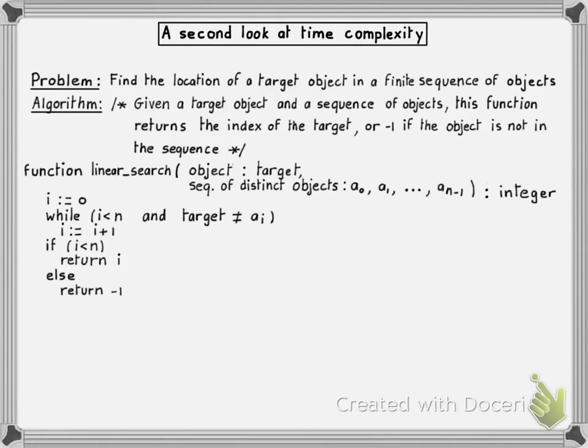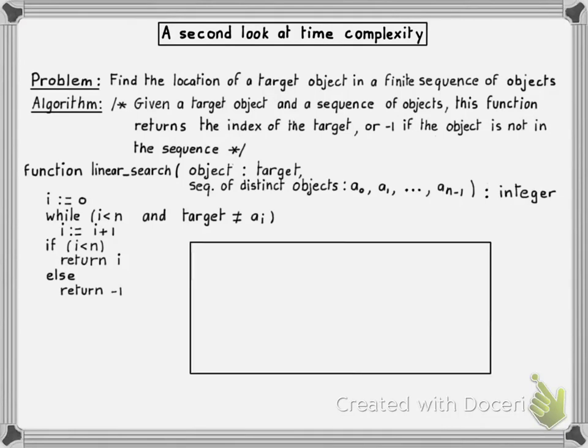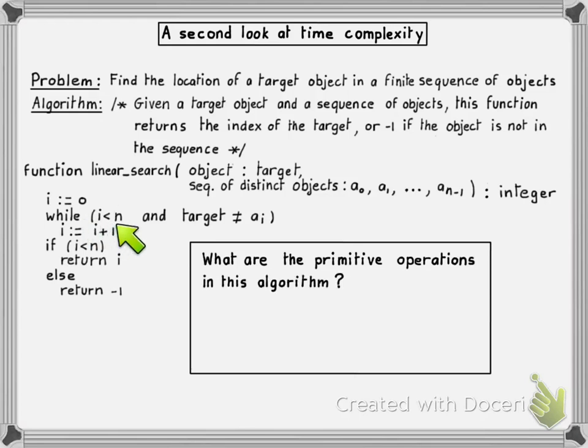Now let's analyze the time complexity of this algorithm. Remember that in such an analysis, the first step is to identify which primitive operations you're going to count. So what are the primitive operations in this algorithm? Well, we start with an assignment statement here, then we have one comparison, a second comparison. The body of the loop is just a single assignment, and we have one comparison, and that's about it.